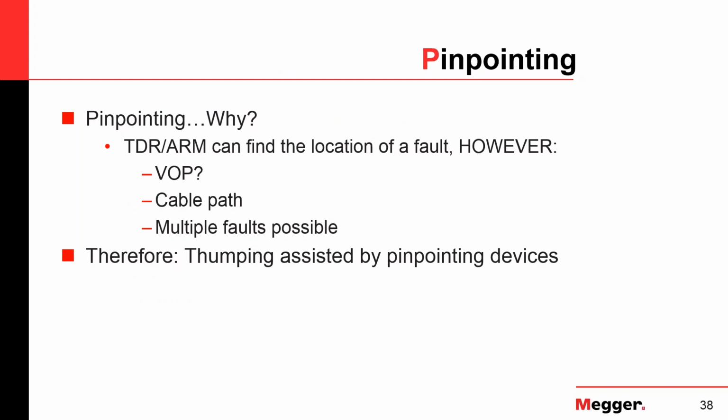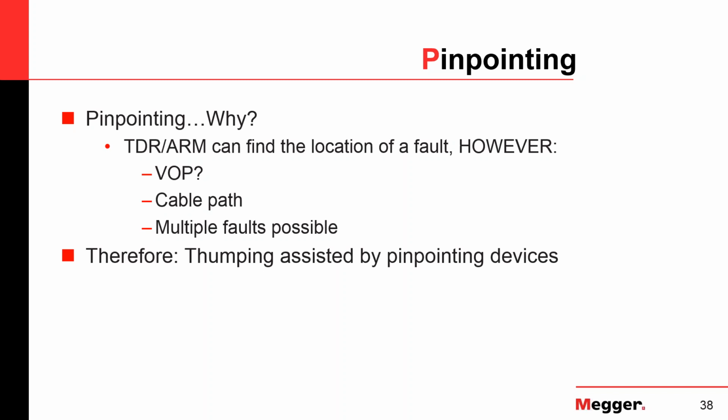Now, when we have this prelocation and it's fairly accurate, why do we have to do pinpointing at all? And here is what I already mentioned before. The velocity of propagation, the cable velocity, can be a systematic error. If you have the wrong velocity, you can be off, and to actually dig a hole, not being sure where the fault actually is, that is gambling.